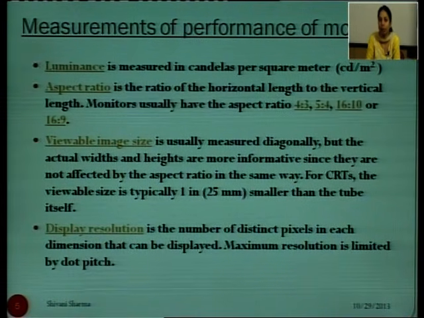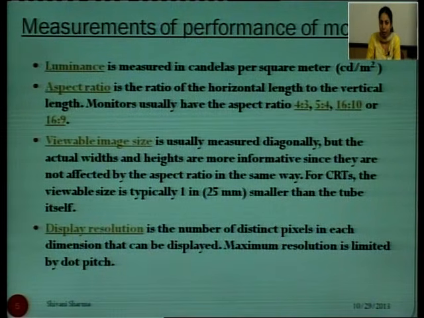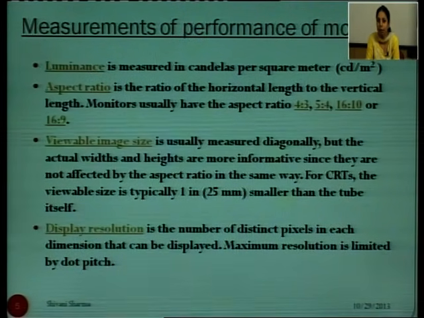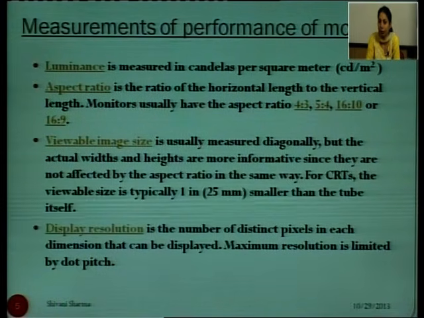Next is the viewable image size, which is generally measured diagonally, but actual width and height are more informative since they are not affected by the aspect ratio. In CRT, the viewable size is typically around 25 millimeters, which is very small.